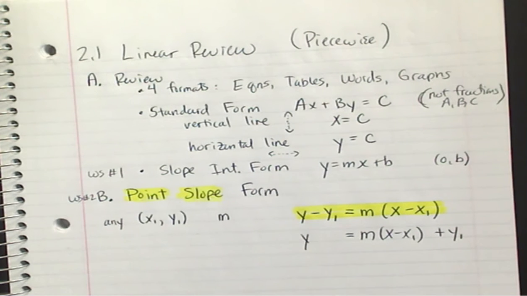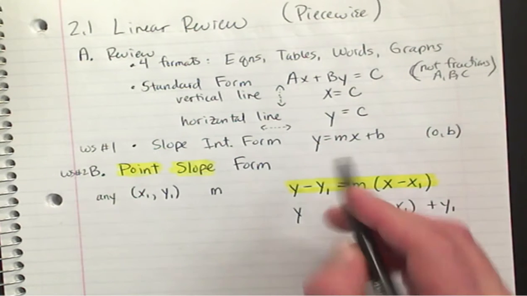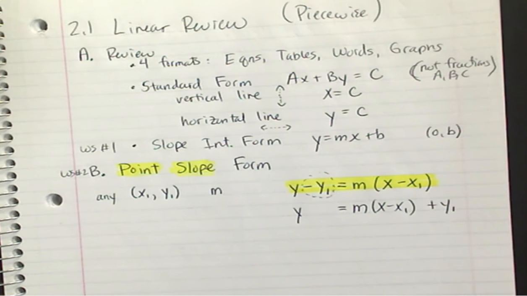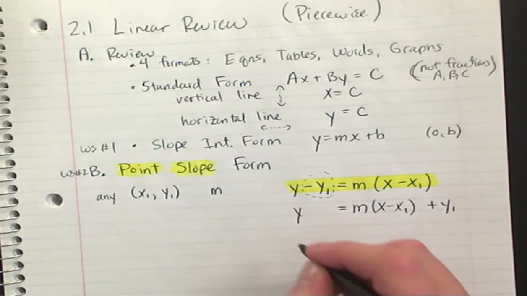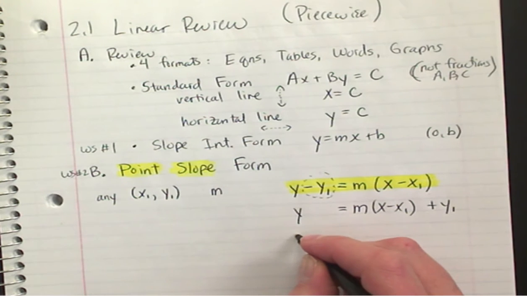I just want you to see the different formats that this could look in. We're just rearranging it a little bit. I left the blank on purpose. All I did is I added my y1 to the other side, so it's in y equals format. Okay. I'm going to rewrite it using some different letters.